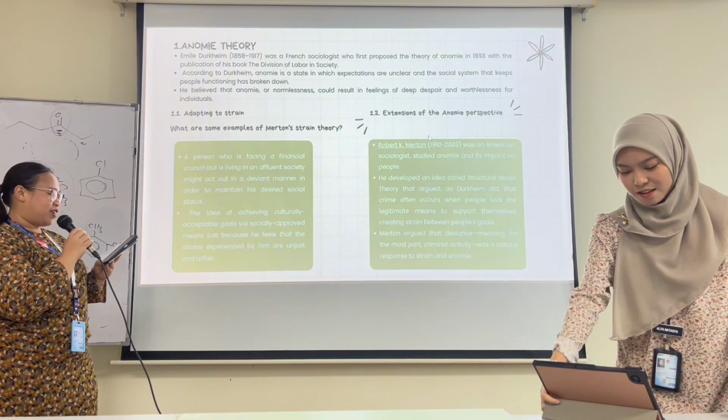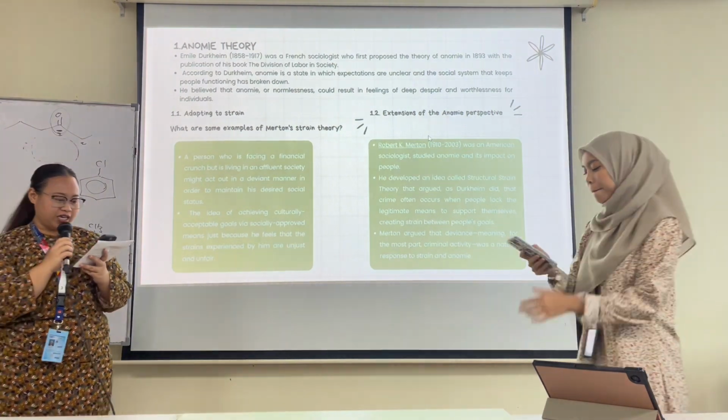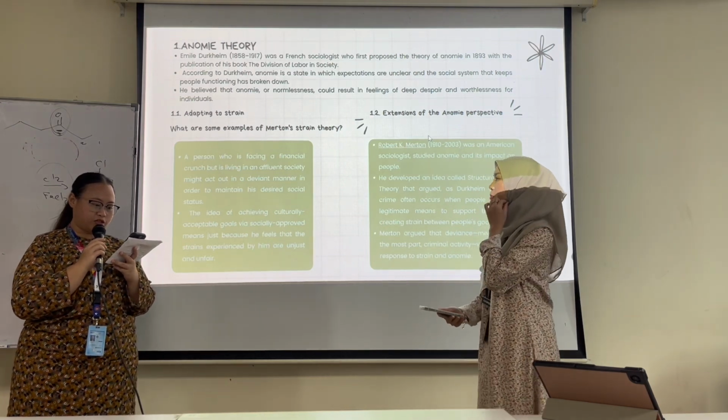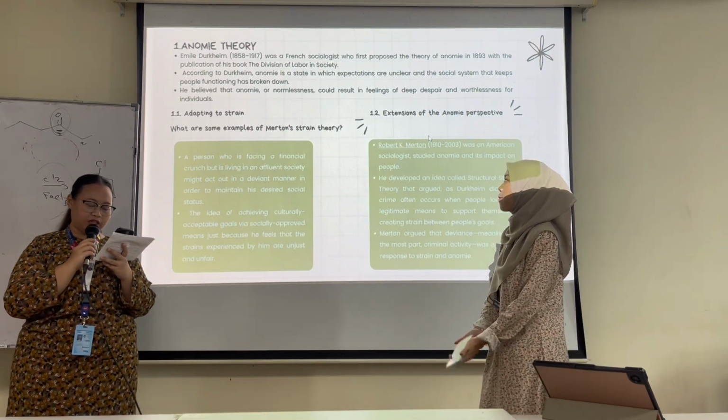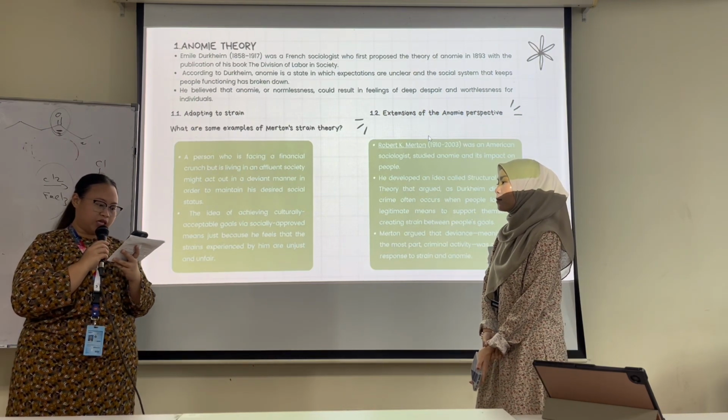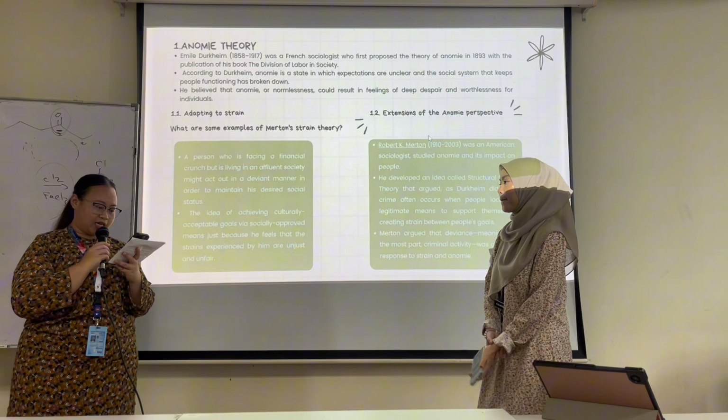So for the first point, anomie theory. Emile Durkheim was a French sociologist who first proposed the theory of anomie in 1893 with the publication of his book The Division of Labor in Society.